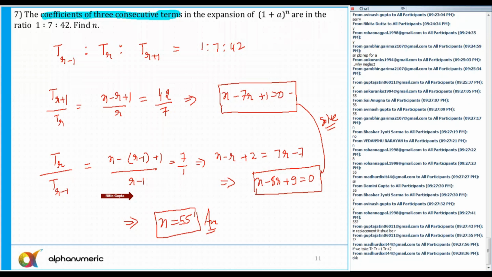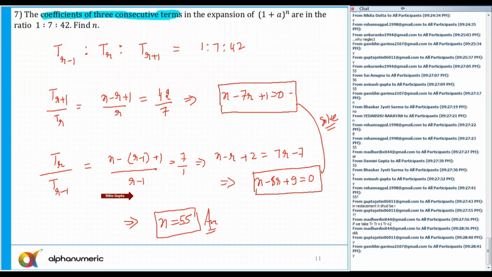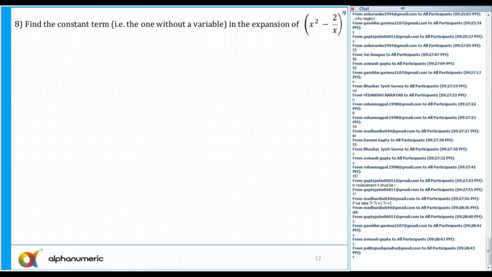Can I move to the next slide? All right. Now, try this. Find the constant term, the one without a variable, in the expansion of this.